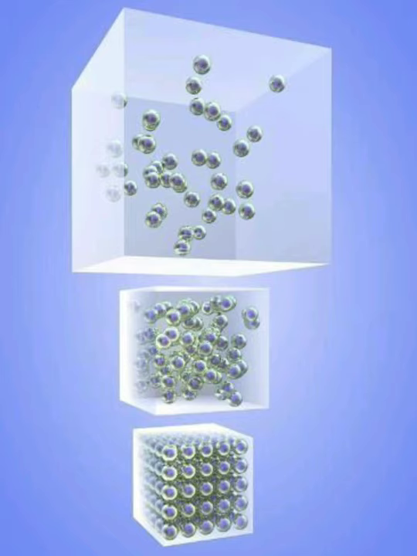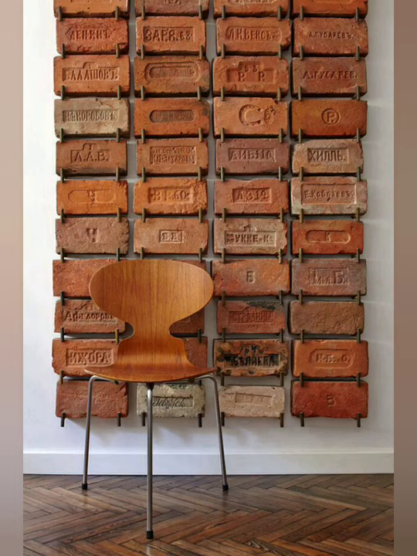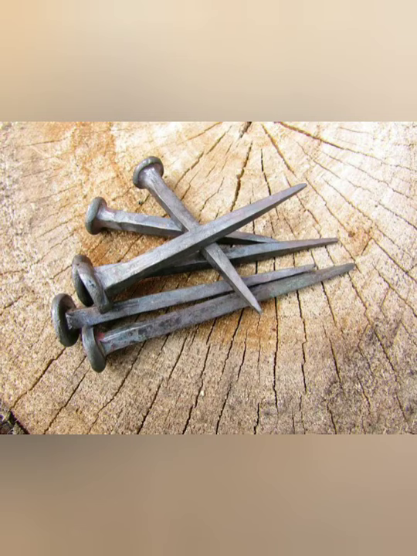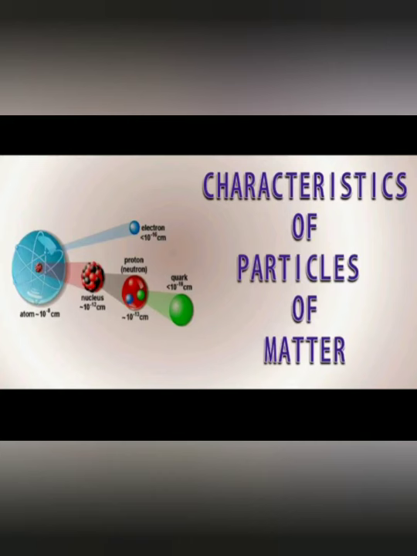Now, let us consider a simple example to understand that particles of matter attract each other. Take a piece of chalk, a small piece of brick, and an iron nail. Beat them separately with a hammer. What do we observe? It is very easy to break chalk into small pieces, difficult to break brick, and extremely difficult to convert iron nails into pieces.